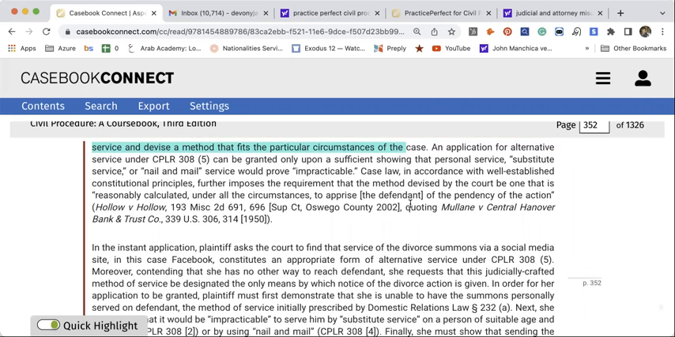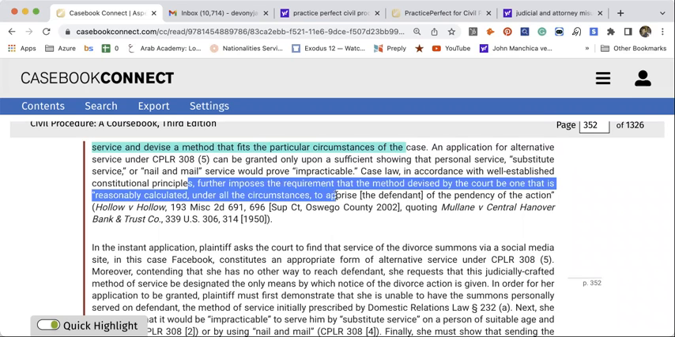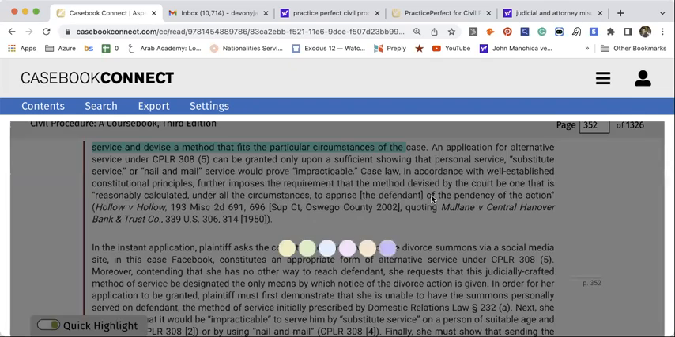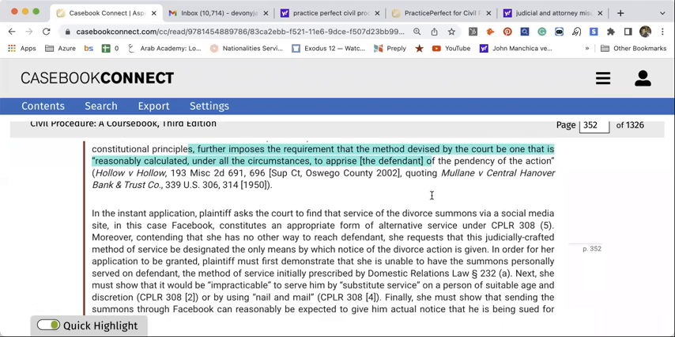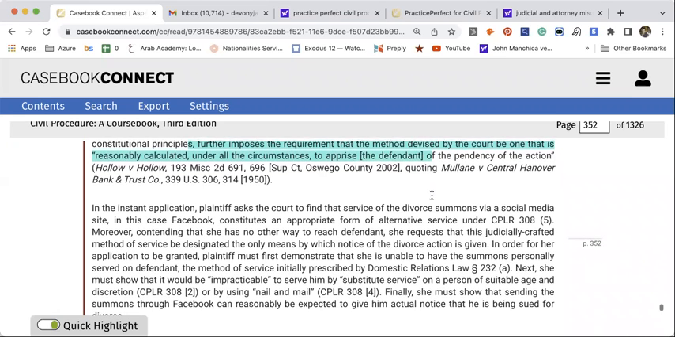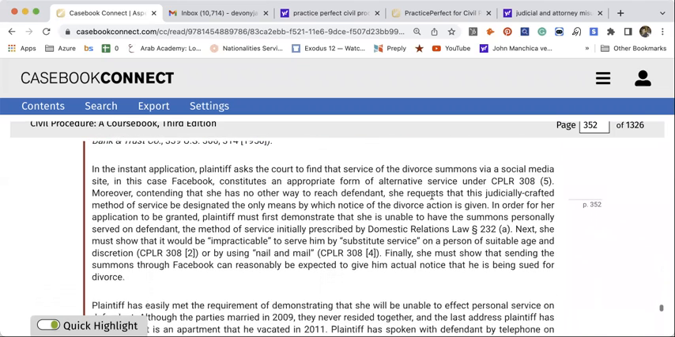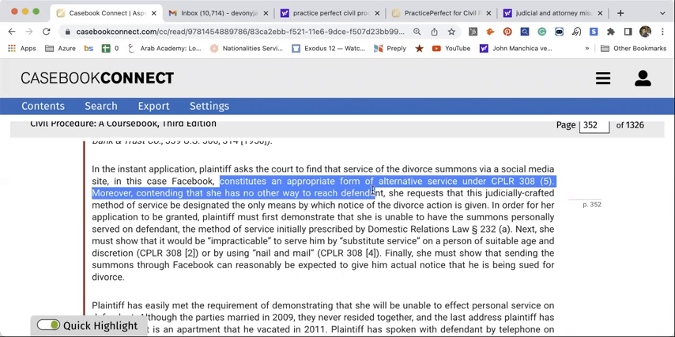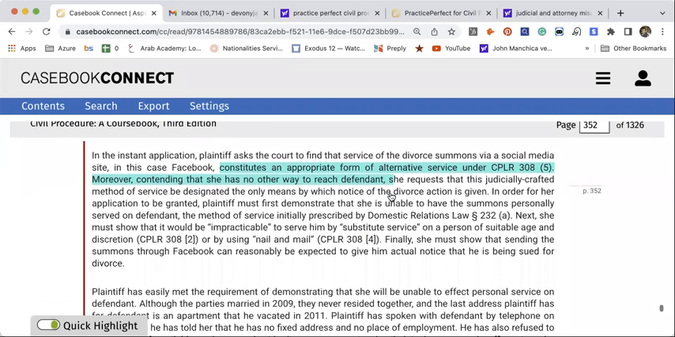Case law, in accordance with well-established constitutional principles, further imposes the requirement that the method devised by the court be one that is reasonably calculated, under the circumstances, to apprise the defendant of the pendency of the action. Hollow v. Hollow, 2002, quoting Mullane v. Central Hanover Bank and Trust Company. In the instant application, plaintiff asked the court to find that service of the divorce summons via a social media site, in this case Facebook, constitutes an appropriate form of alternative service under CPLR 308(5). Moreover, contending that she has no other way to reach the defendant, she requests that this judicially crafted method of service be designated the only means by which notice of the divorce action is given.